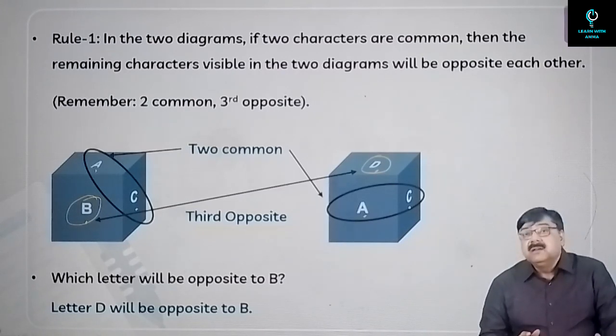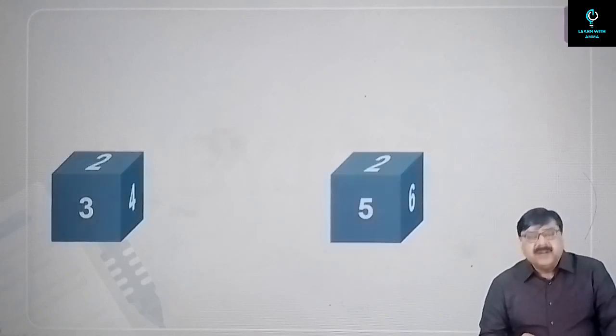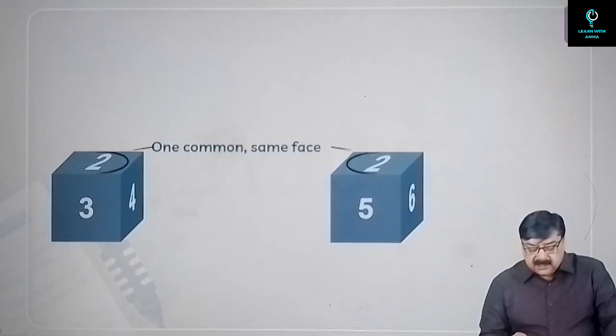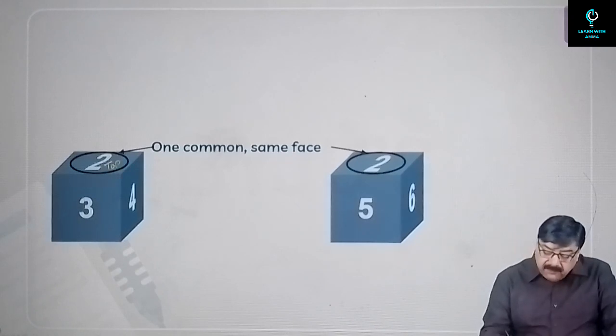So what is rule 1? Two common, third opposite. Now we move towards rule 2, and first let's make an observation through the example which is given here. You are again given two situations of a dice. In situation 1, on the left hand side, you find three numbers 2, 3 and 4. And in situation 2, you find three numbers 2, 5 and 6. Now, do you see any number which is common? Well, yes, one number is common, and that is 2. And in both the situations, number 2 is visible in the same face. Which face? It is visible in the top face.